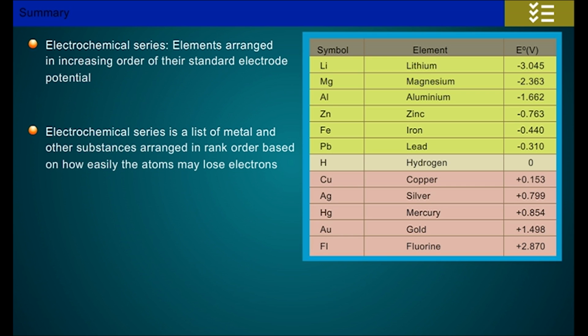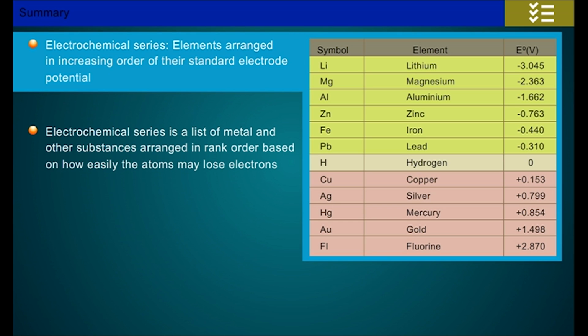Summary: when elements are arranged in increasing order of their standard electrode potential, the series is called electrochemical series.